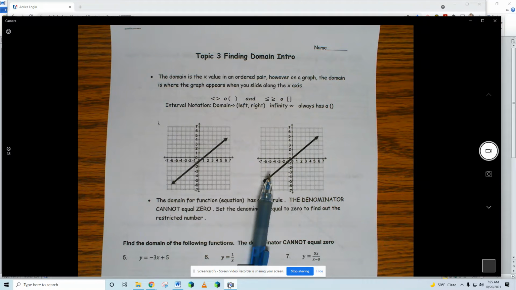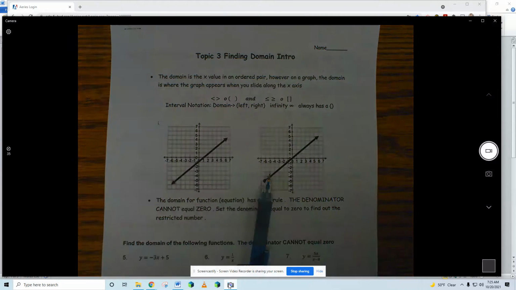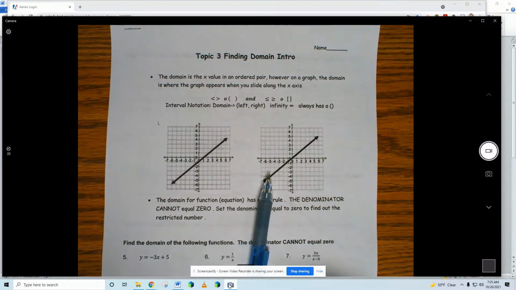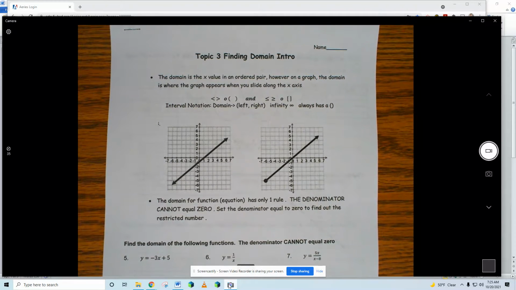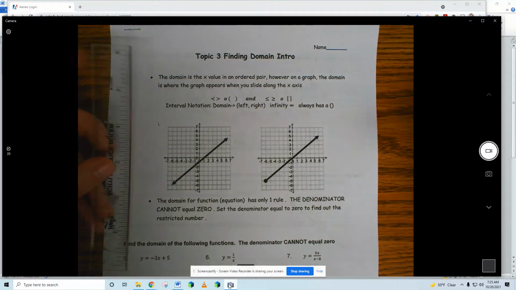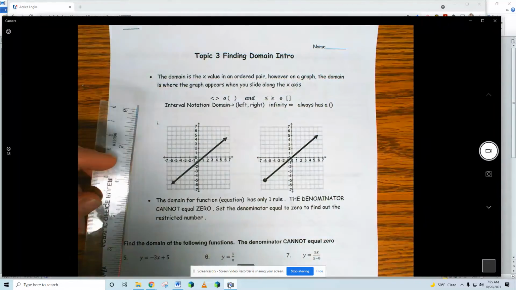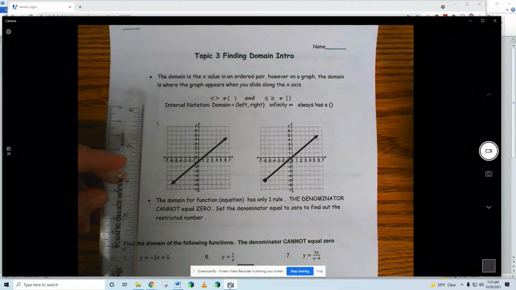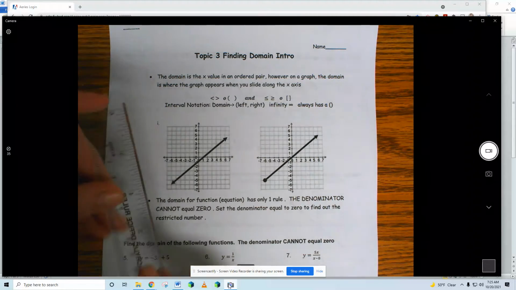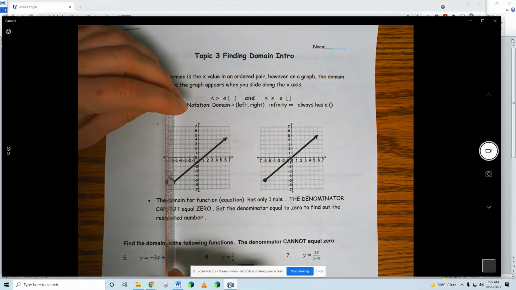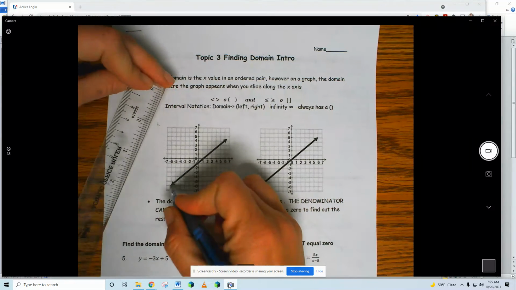if I scan a pencil or my arm, if I'm at the board, or a ruler or whatever, if I look along the x-axis, where will my graph appear? Where will it hit? And you're like, appear, hit, what? So I'm going to do this graph. The domain is the x value in an ordered pair. Yes, we know that. However, on a graph, the domain is where the graph appears when you slide along the x-axis. So I'm going to look and I'm going to say, well, this line actually goes off of the graph.